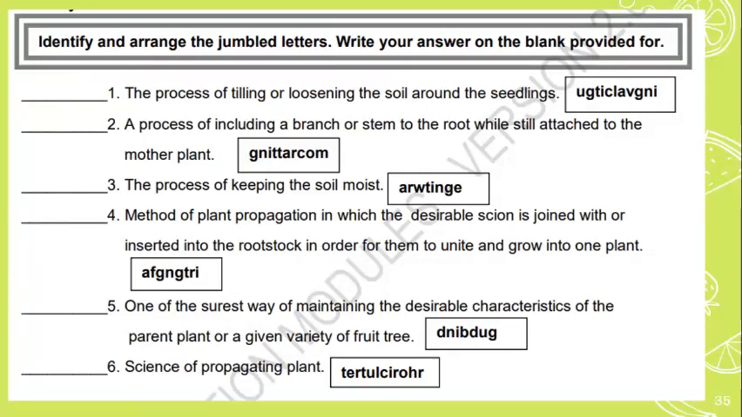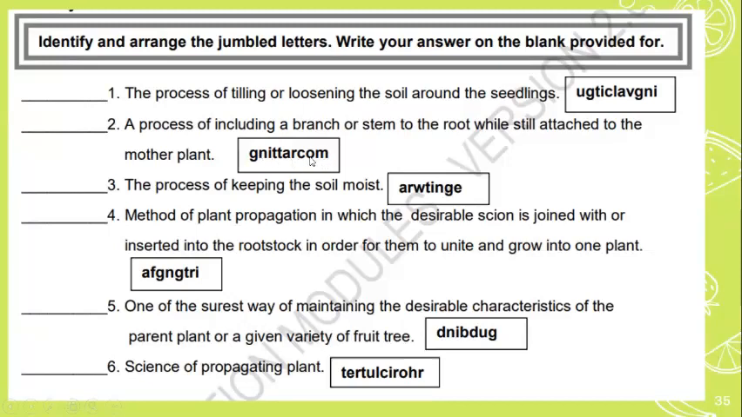Identify and arrange the jumbled letters. Write your answer on the blank provided. So you are going to write your answer on your activity notebook. Number 1, the process of tilling or loosening the soil around the seedlings is called. Number 2, a process of inducing a branch or stem to root while still attached to the mother plant. So you are going to arrange the jumbled letters to form the correct answer.